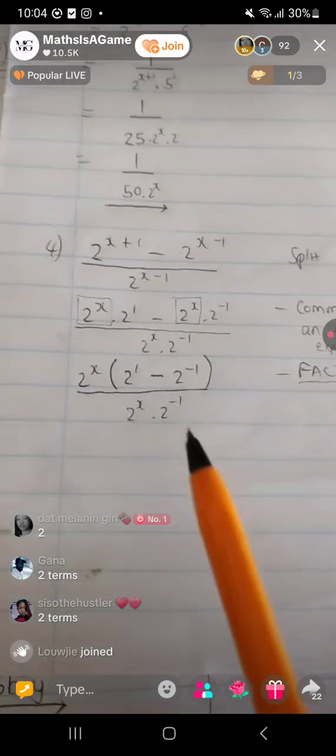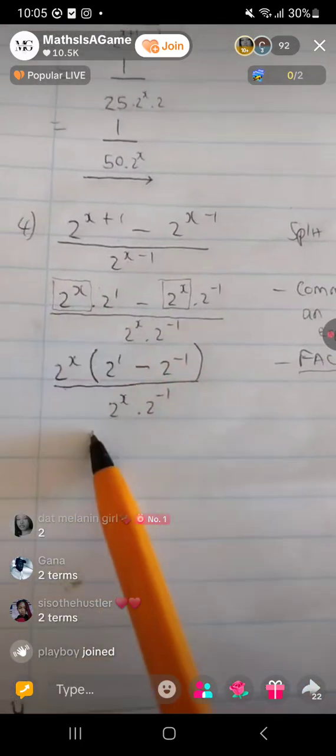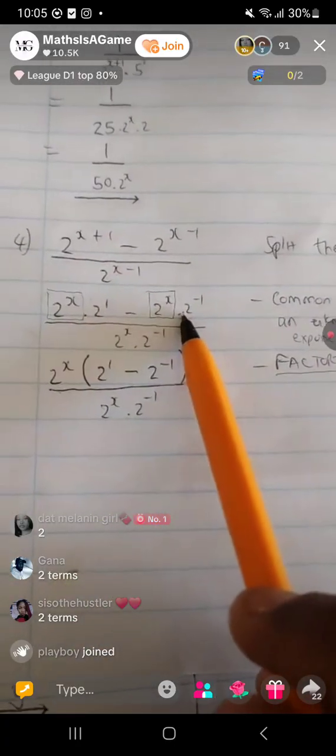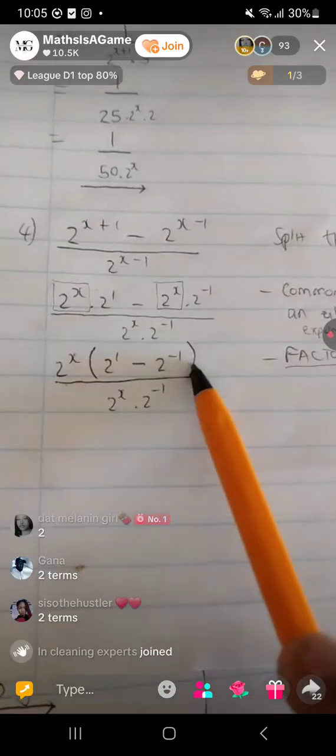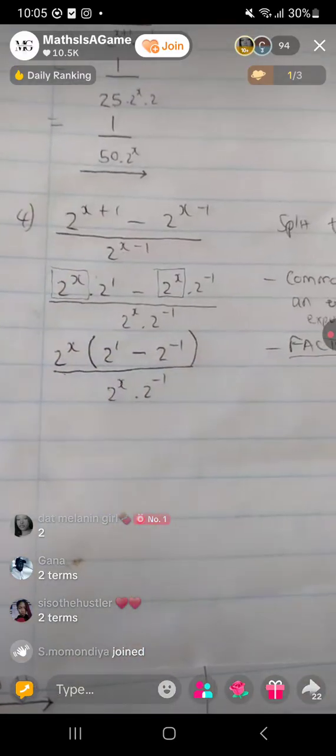Now what's nice is that when we look at the newly formed fraction, initially here at the top we had 2 terms, but when we take out 2 to the power x and then we have a bracket, my question is, in the numerator now, how many terms do we have?